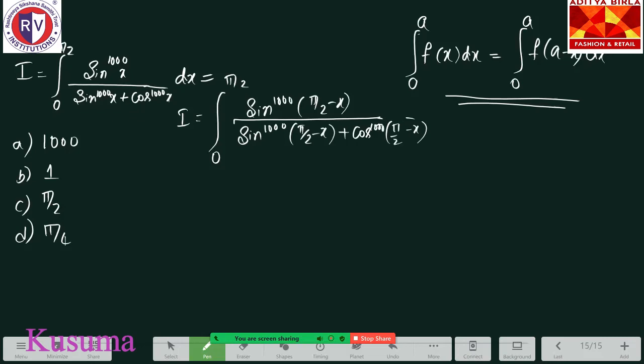Ma'am, can't we take the denominator as 1? It is not just sin square x plus cos square x. Only sin square x plus cos square x is 1. Apart from that, any other power cannot be considered as 1. So here sin to the power of 1000x plus cos to the power of 1000x is not 1. We would need sin x plus cos x to be 1, but it is not equal to 1. So only when there is sin square x plus cos square x, its value will be equal to 1. Otherwise, no.